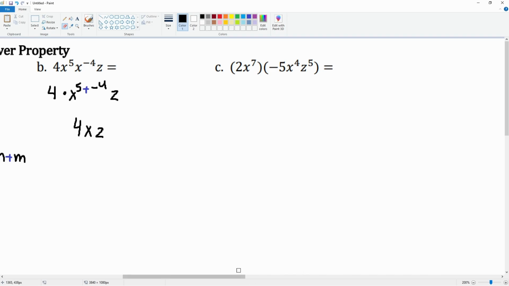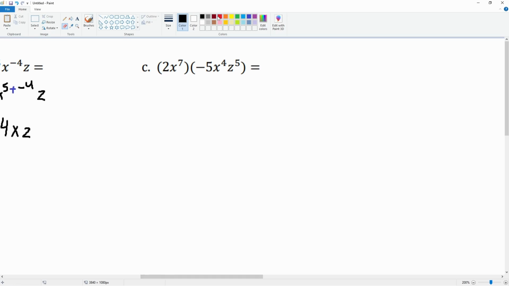And now we can see c. Notice that when it is in two parentheses next to each other, they're attached via multiplication. So I'm going to split the numbers first: 2 times -5. Then I'm going to have my variables: x to the 7 times x to the 4, then my z to the 5th. 2 times -5 becomes -10.